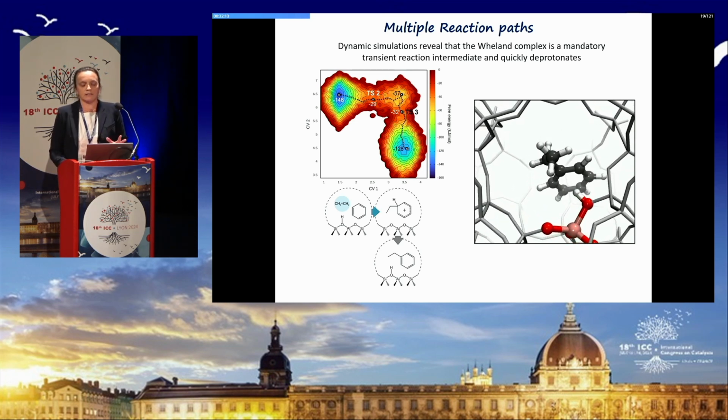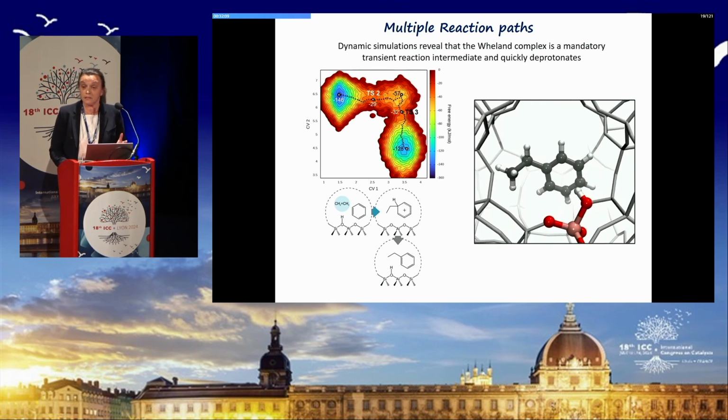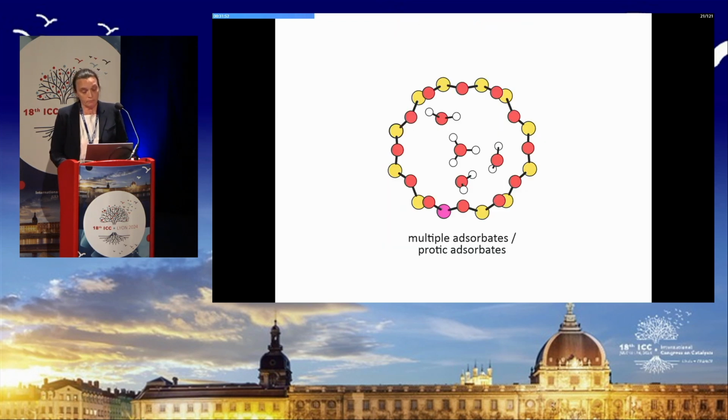So basically, what these dynamic simulations reveal is that indeed the Wheland intermediate is a transient species in this ethylation reaction. The same we also discovered for the stepwise mechanism. So that is another example. The dynamics are very important to discover important intermediates along the reaction pathway.